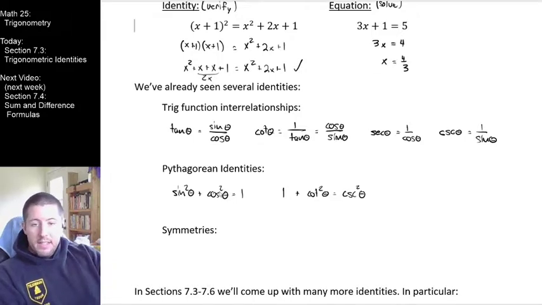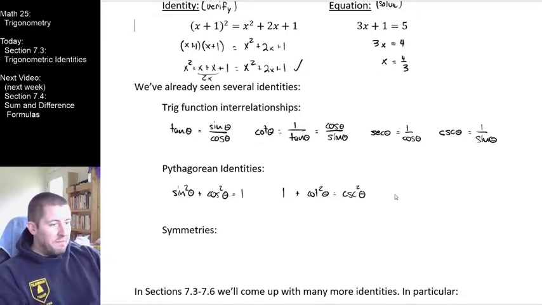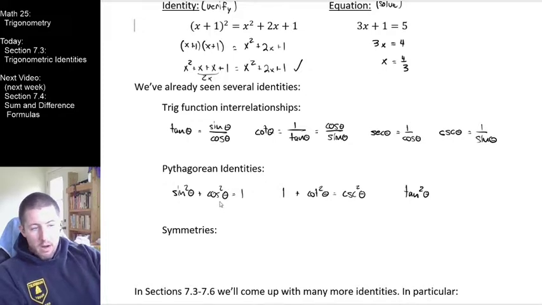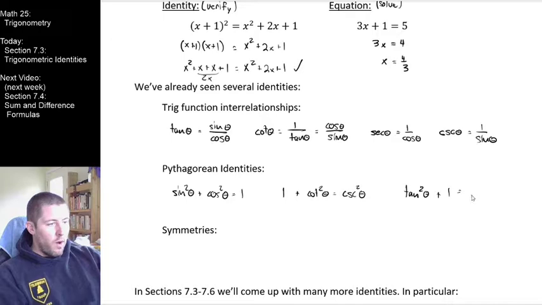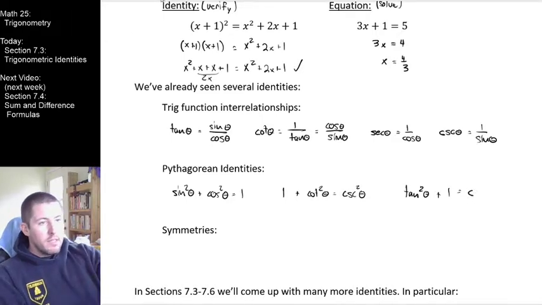Alternatively, we could have divided this entire equation by cosine squared. Sine squared over cosine squared would give us tangent squared of theta. Cosine squared over cosine squared would give me 1. And 1 over cosine squared would give me secant squared.